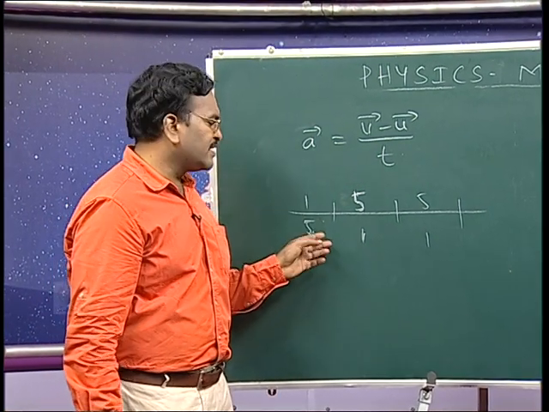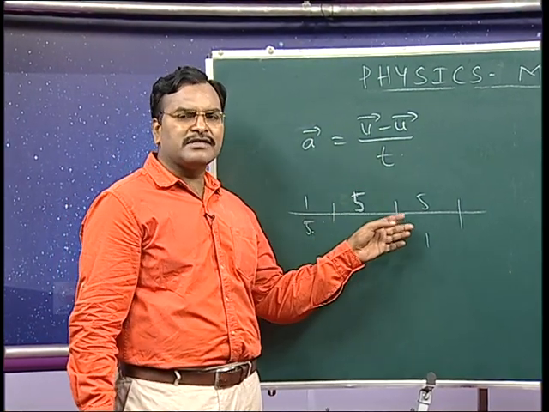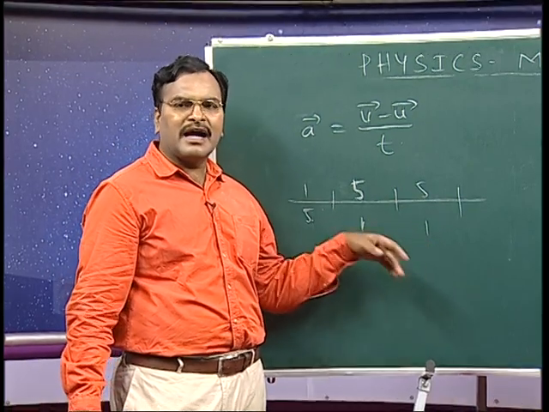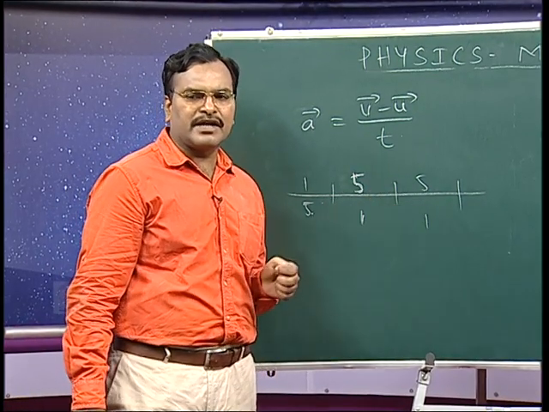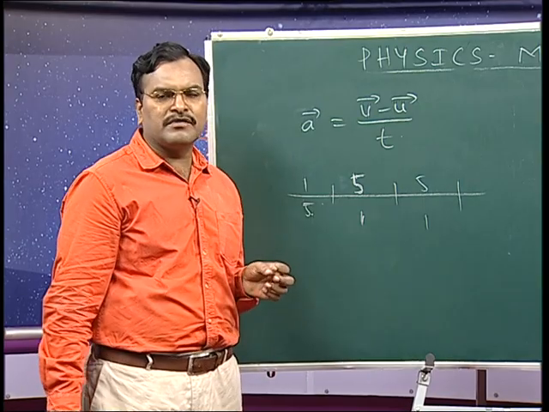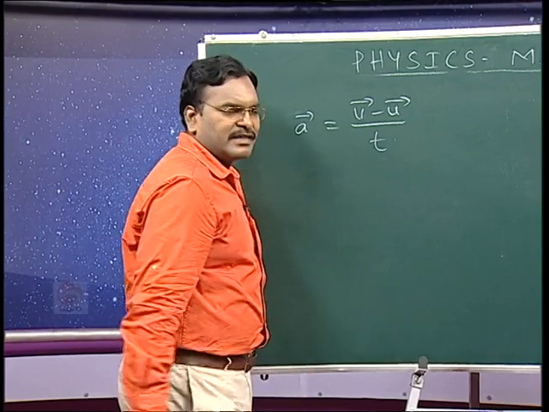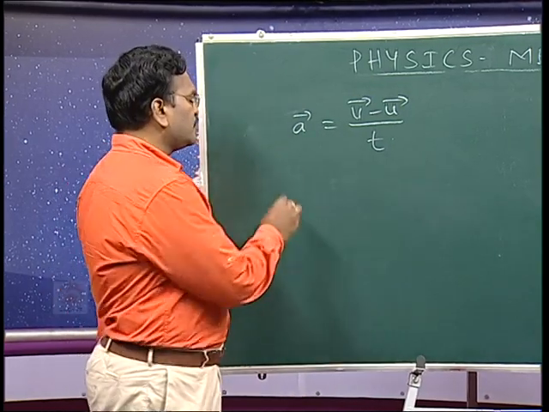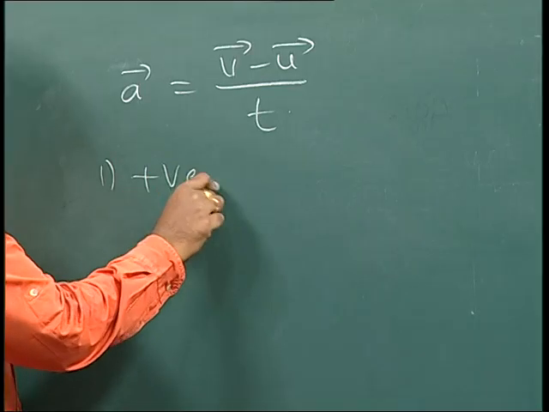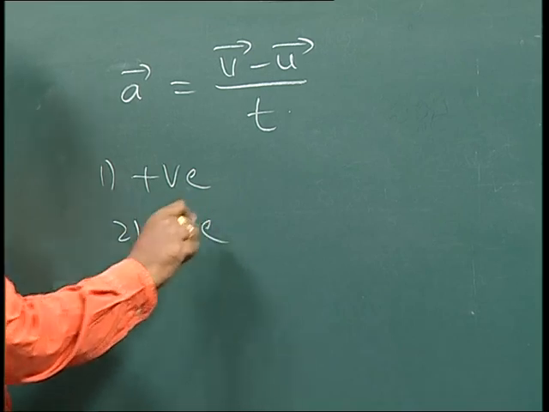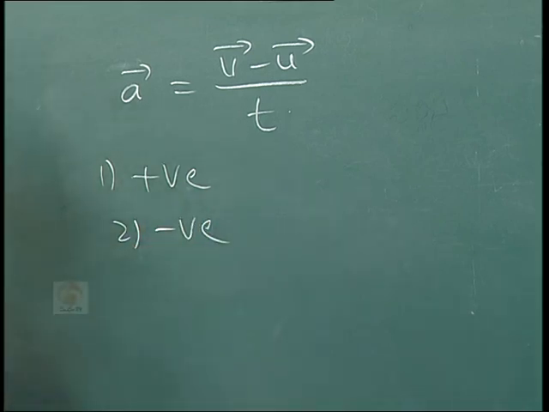Otherwise, unequal changes in velocity take place in equal intervals of time, or equal changes in velocity in unequal intervals of time. At that time the body is said to be with non-uniform acceleration. And this acceleration is of two types: positive acceleration and negative acceleration.